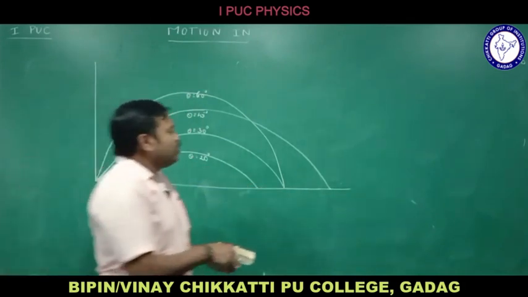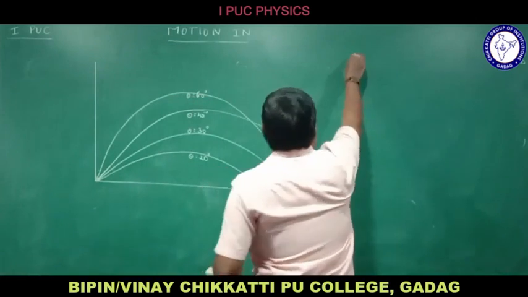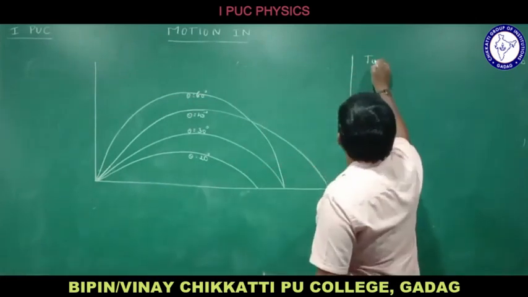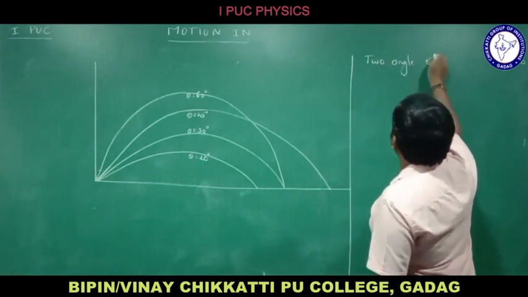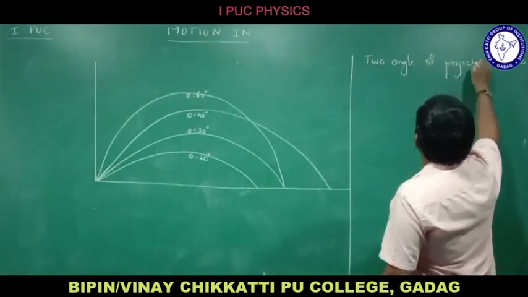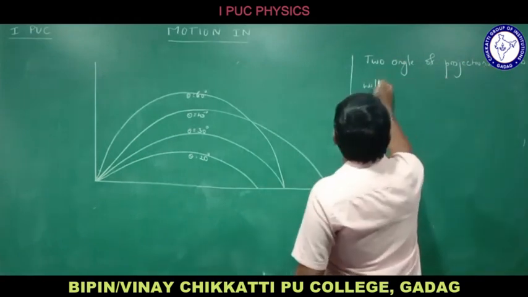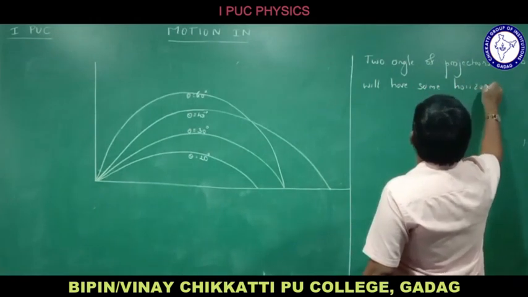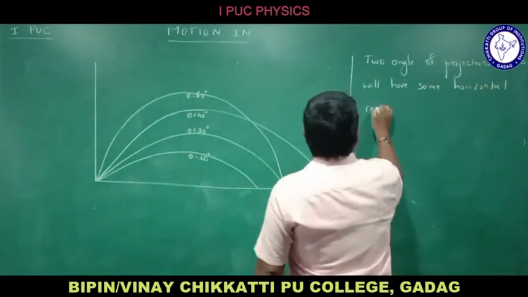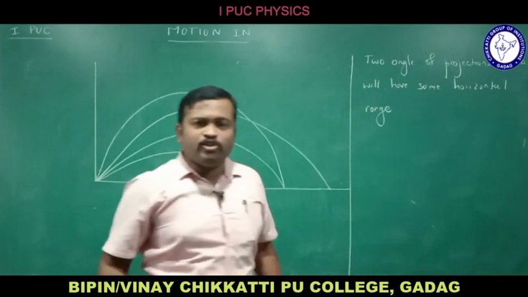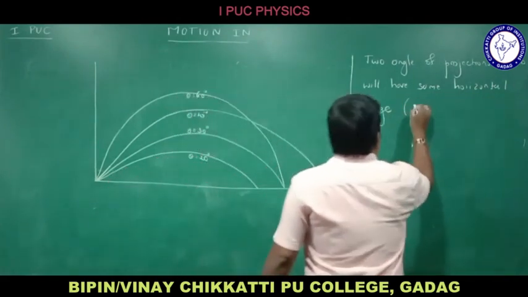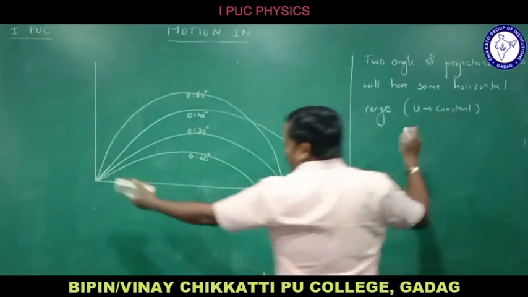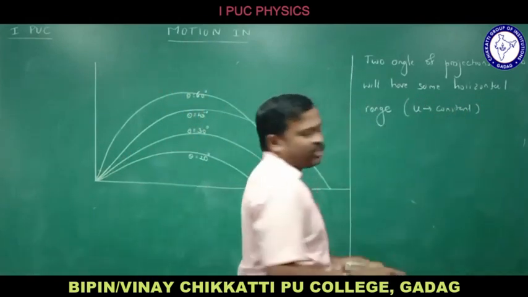Do remember two angles of projection. Let me write one point here. Before I end this session, let me give you a note point. Two angles of projection will have the same horizontal range. Condition is u is constant, right? I am not changing u. Initial velocity I am not changing. In this whole case I am not changing initial velocity, right?